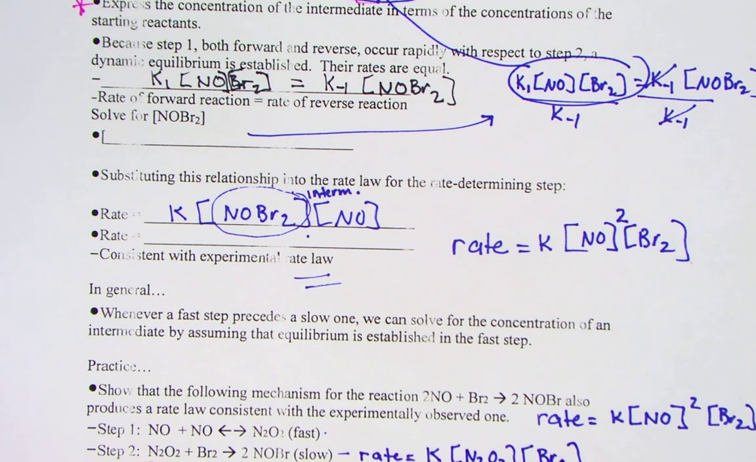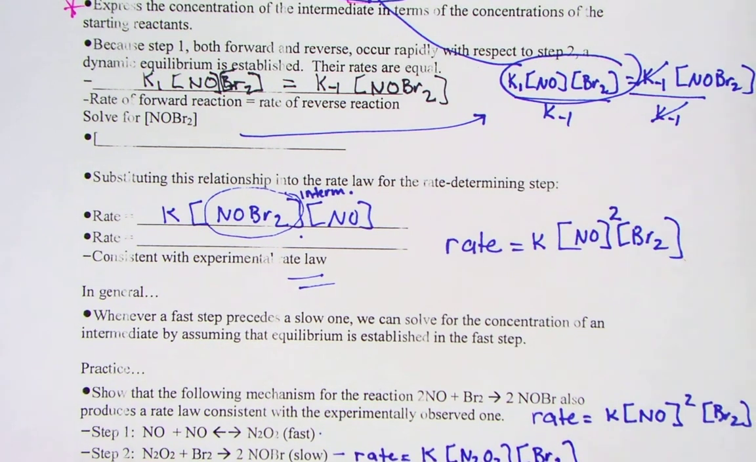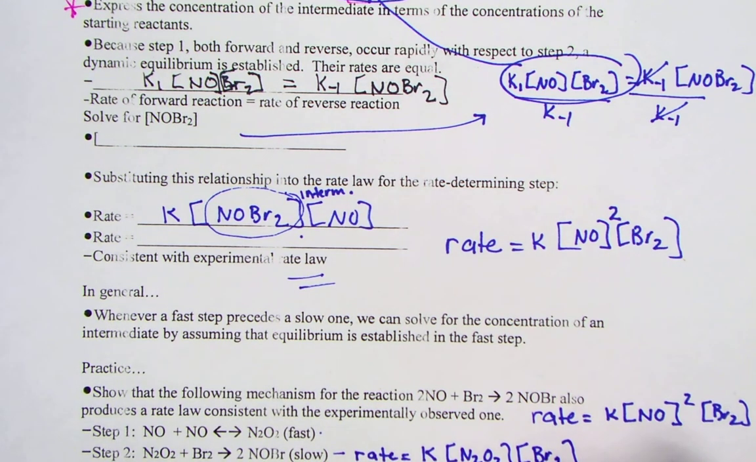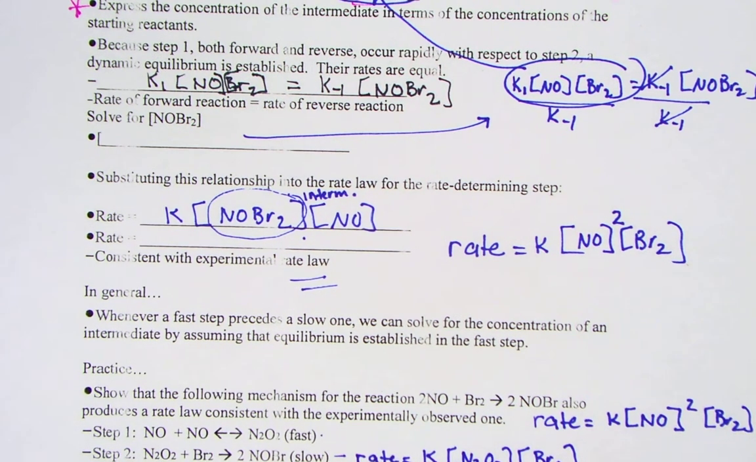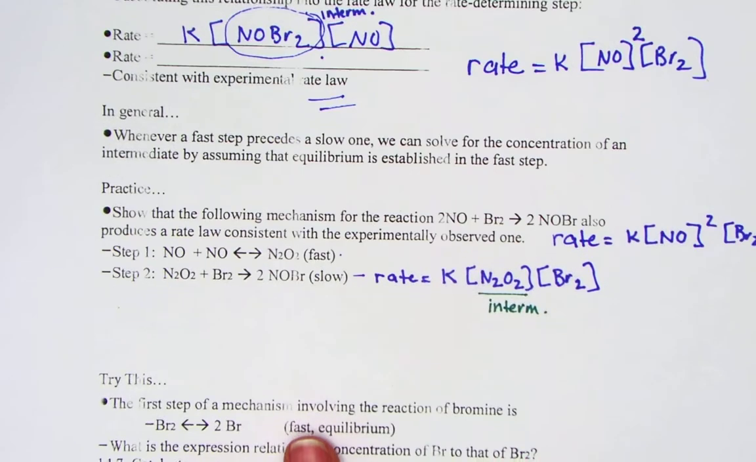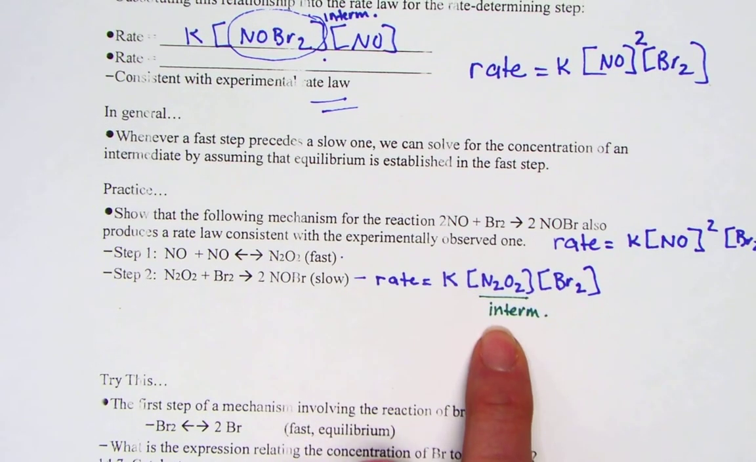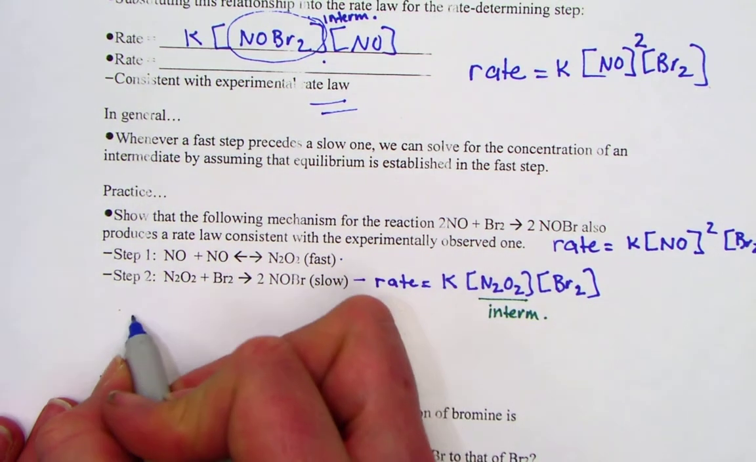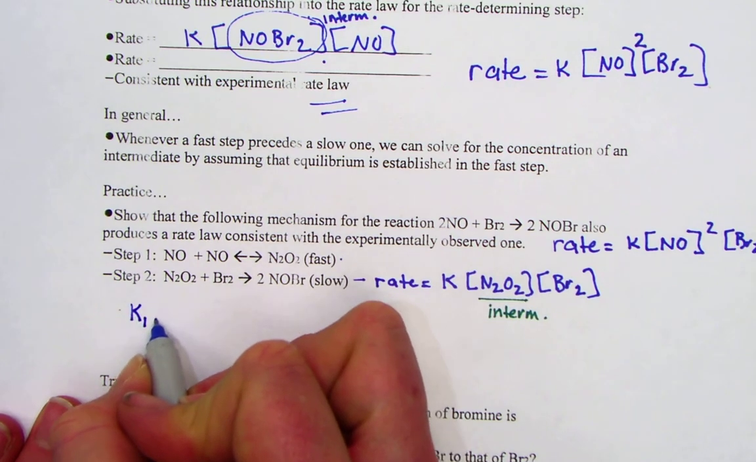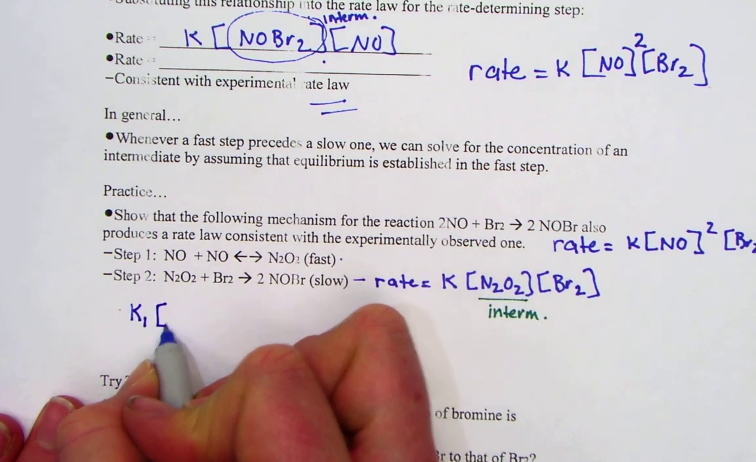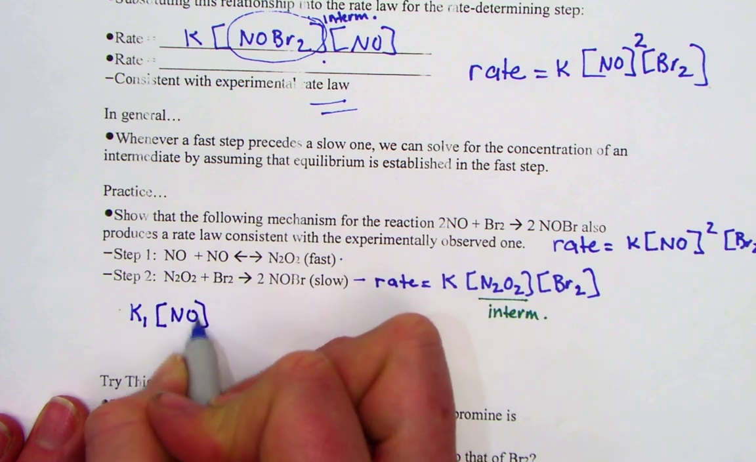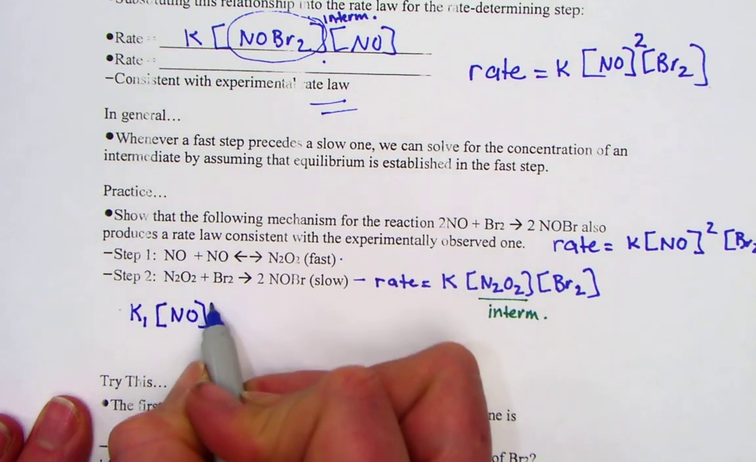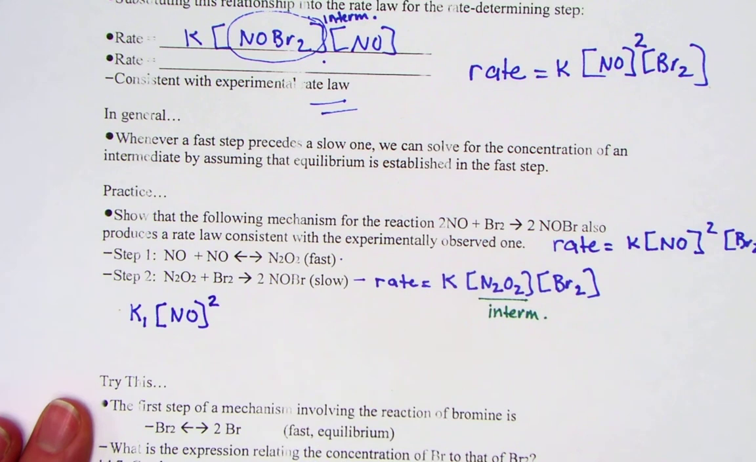The observed rate law comes from the slow step. The problem is N2O2 is an intermediate, and we're not allowed to have an intermediate in an observed rate law. We need to sub in some equivalent value for the intermediate N2O2. We go back to that first step. Here's what we know. That the forward reaction K1 times the concentration of NO, and it's colliding with itself, so that would be a second order with respect to NO.